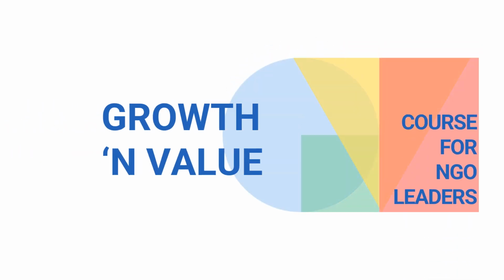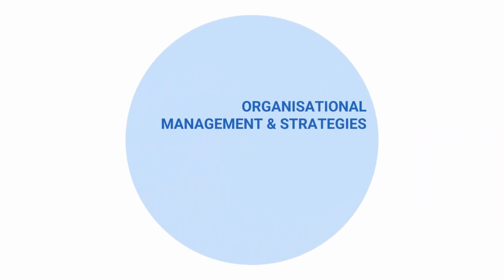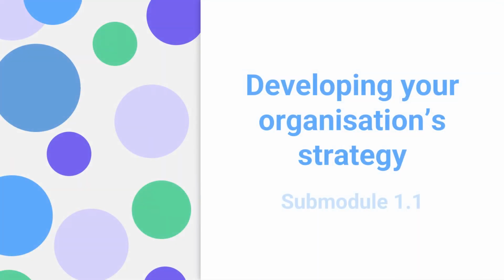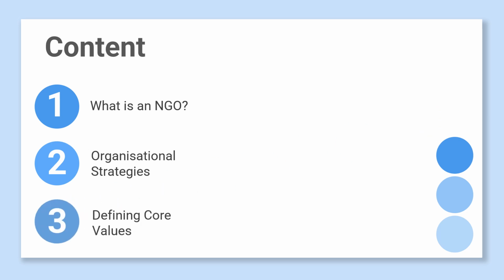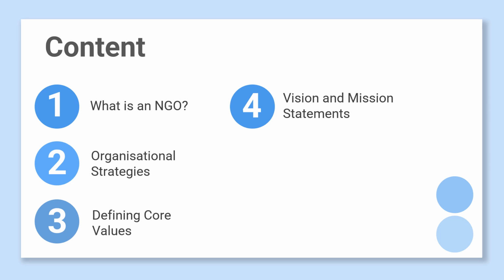In this first submodule of the course, you will get insights on how to develop your organization's strategy. We will begin with defining the term NGO as a point of reference for this course. We will then take a bird's-eye view of organizational strategies for NGOs and reflect upon why organizational strategies are important for NGOs. We will then look deeper at the components to consider when developing an organizational strategy, including defining core values, formulating vision statements and mission statements, and identifying goals and actions.